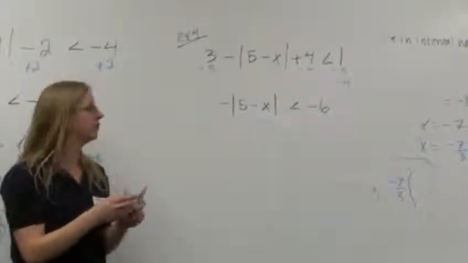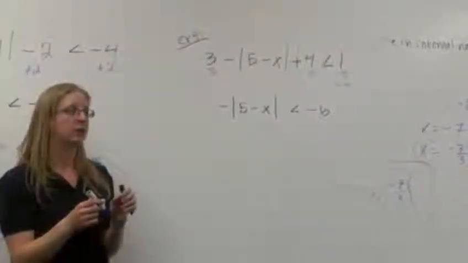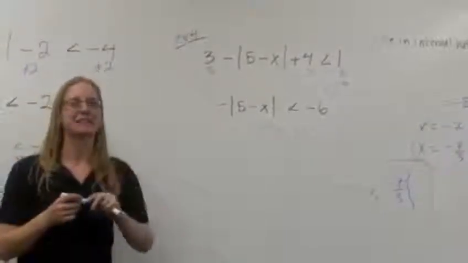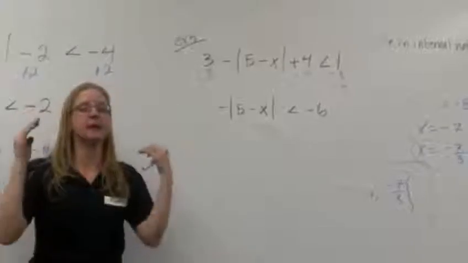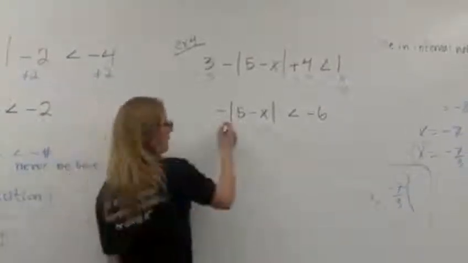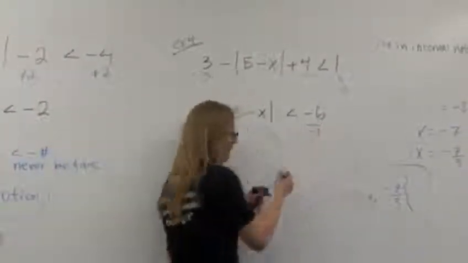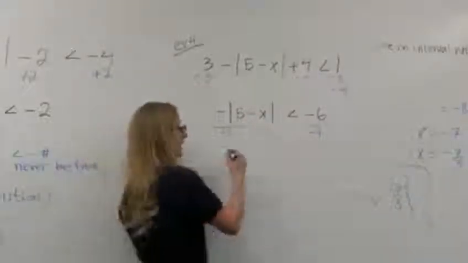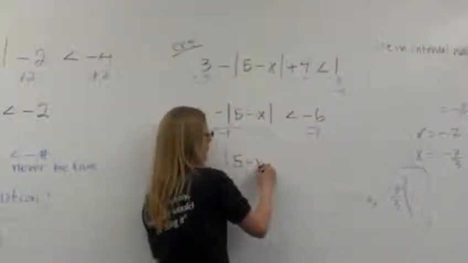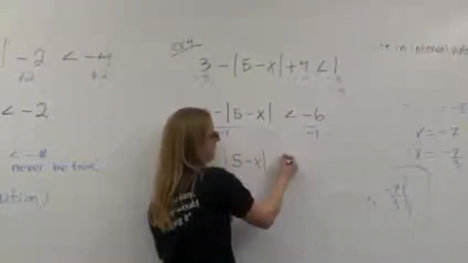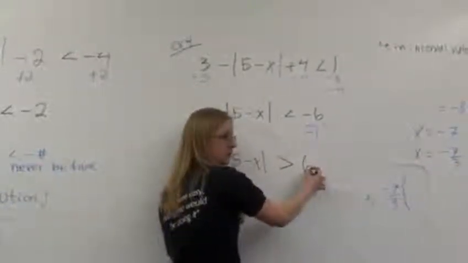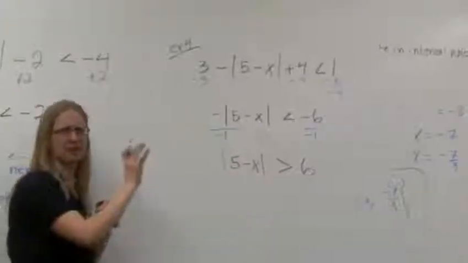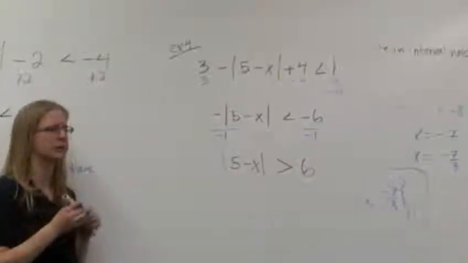Then what do I do? Divide by negative 1. The absolute value has to be by itself first. So if I divided both sides by negative 1, then I would have the absolute value of 5 minus x. What would happen here? Greater than and a positive 6. You guys see that one? Subtle trick. That one's not too tricky, but it's there.